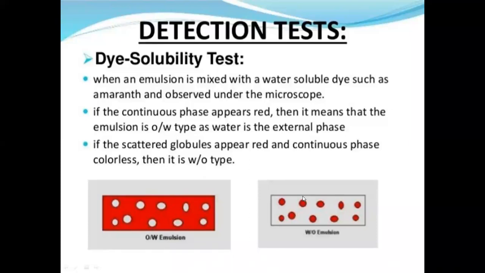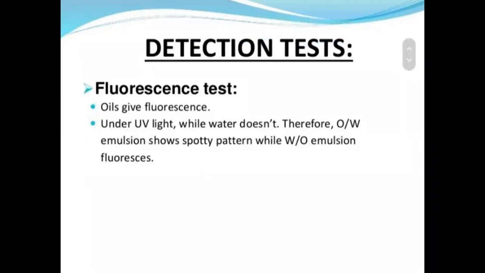And if the reverse condition occurs, it is a W/O type of emulsion, in which the dispersed globules appear colorless and the background is red. This is about the dye test. The next test is the fluorescence test.